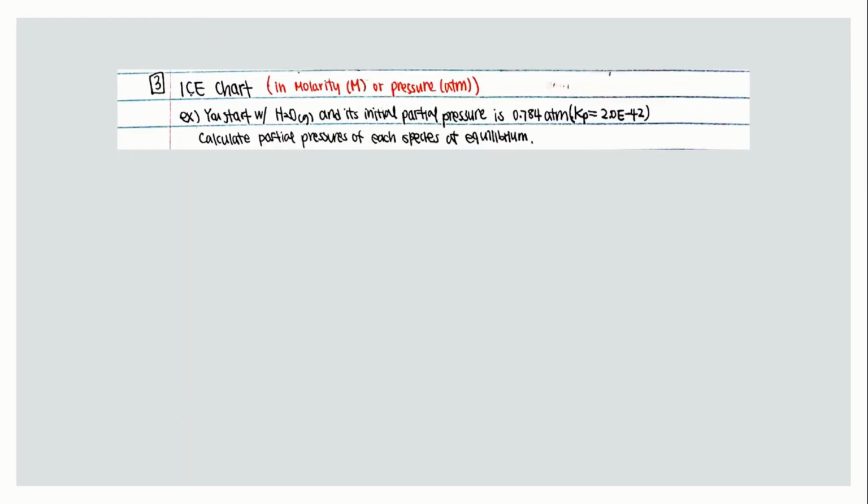The next topic we are going over is the ICE chart, and it is very important that you will have to use this a lot when you're solving questions for the equilibrium unit. So it says you start with water and its initial partial pressure is 0.784 atm and its Kp value is 2.0 E negative 42. Calculate the partial pressures of each species at equilibrium. So first you have to set up the ICE chart, initial, change, and equilibrium, and you write the equation of water decomposition.